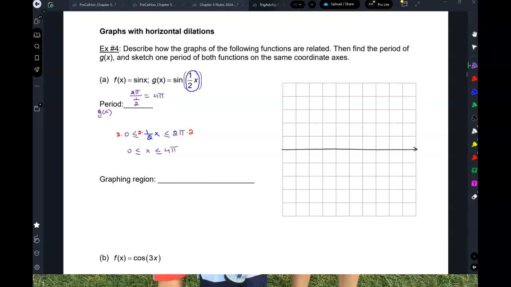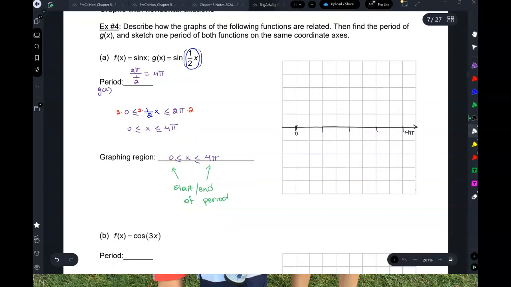This is your graphing region: 0 less than or equal to x less than or equal to 4 pi. What this also will be is the start and end of the new period. So, over here, same as before, I go from 0, 1, 2, 3, 4, but here I put the new ending, which is 4 pi. So you see how here I have 0 to 4 pi, 0 to 4 pi.